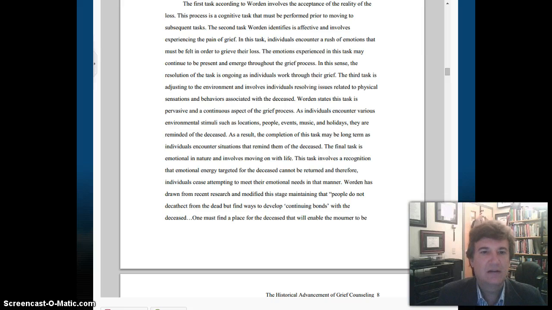The third task is adjusting to the environment without the physical presence of the individual who's no longer with us. And he states that it's pervasive, it's a continuous aspect of the grief process. As we encounter different environmental stimuli, such as locations, other people, events, like the events that I mentioned during that first year of loss, this is what Warden is talking about.